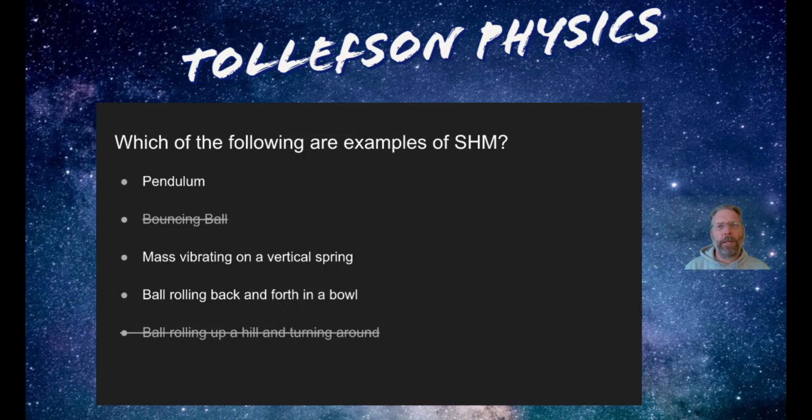What about a bouncing ball? Well, a bouncing ball abruptly turns direction, which doesn't happen in any of those other cases. So that's not actually considered simple harmonic motion. Or rolling a ball up the hill, it's going to turn around at the top and come back down, but there's nothing to cause it to go back up top. So that's not simple harmonic motion.